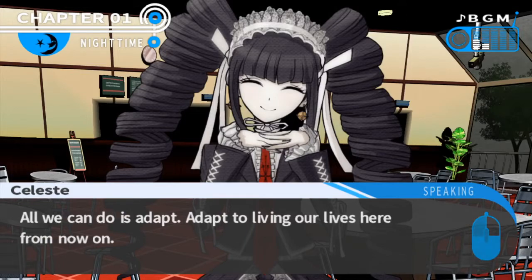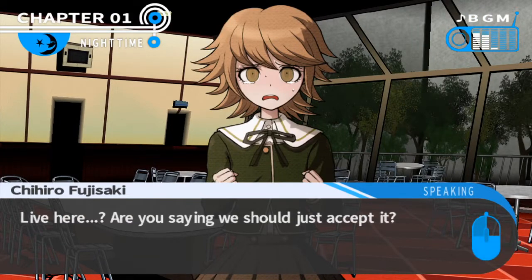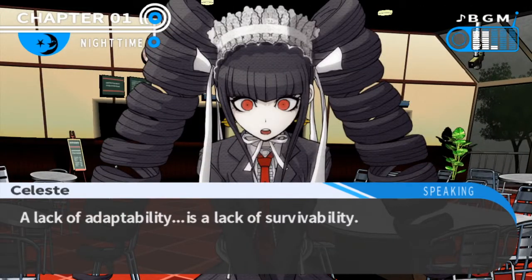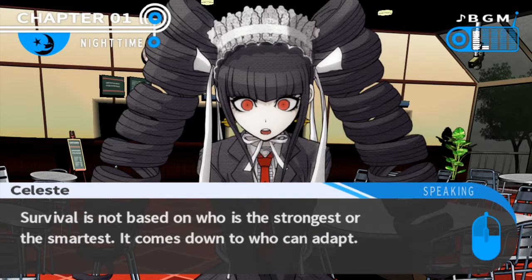All we can do is adapt. Adapt to living our lives here from now on. That's... Live here? Are you saying we should just accept it? Do you understand? A lack of adaptability is a lack of survivability. Survival is not based on who is the strongest or the smartest. It comes down to who can adapt.